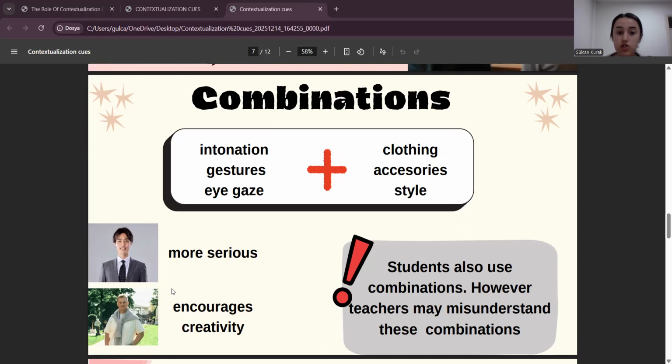So actually, this combination also helps students to read the teacher's appearance and also his intonation and gestures. Students use these combinations, but teachers generally may misunderstand them. Let's say a student has messy hair and is wearing a hoodie. Teachers can think that this student is uninterested in the lessons. But actually, this student can be a hardworking student.